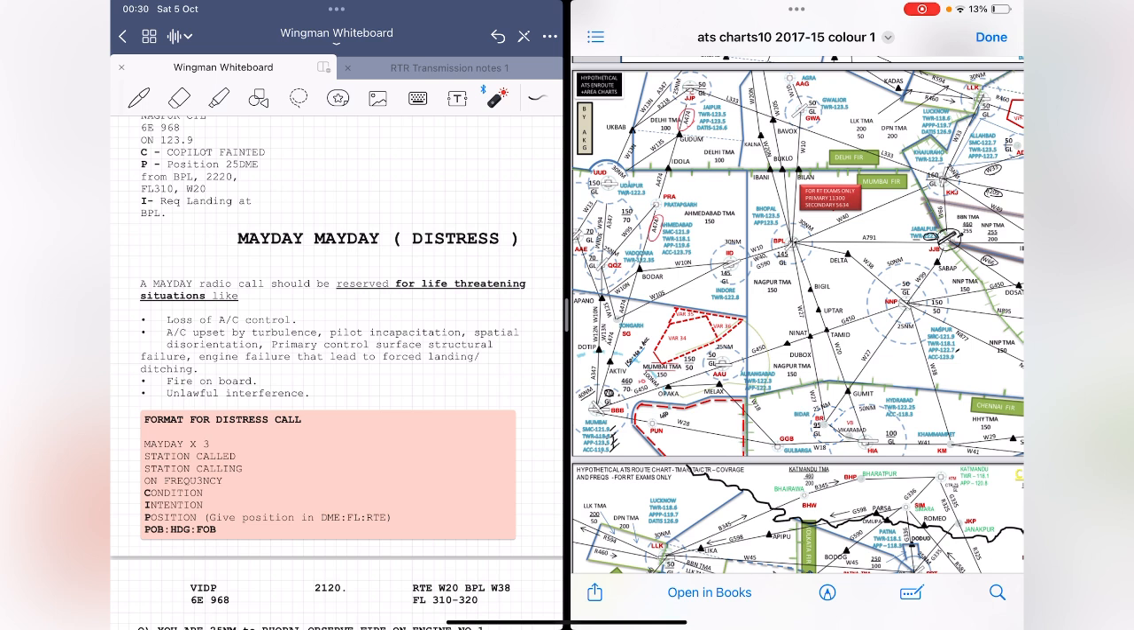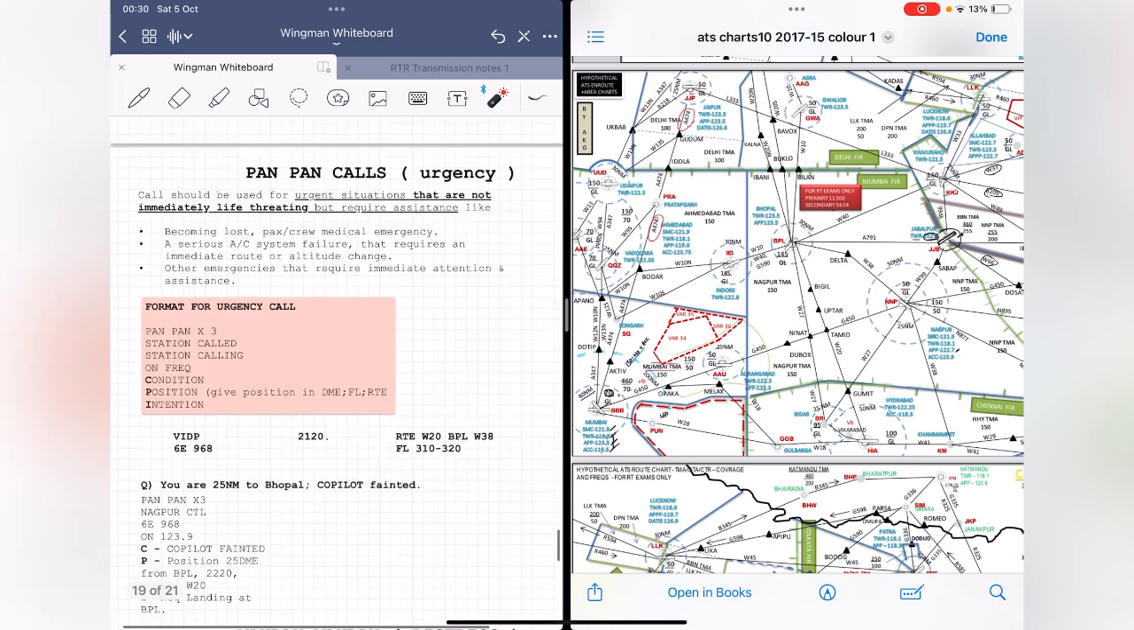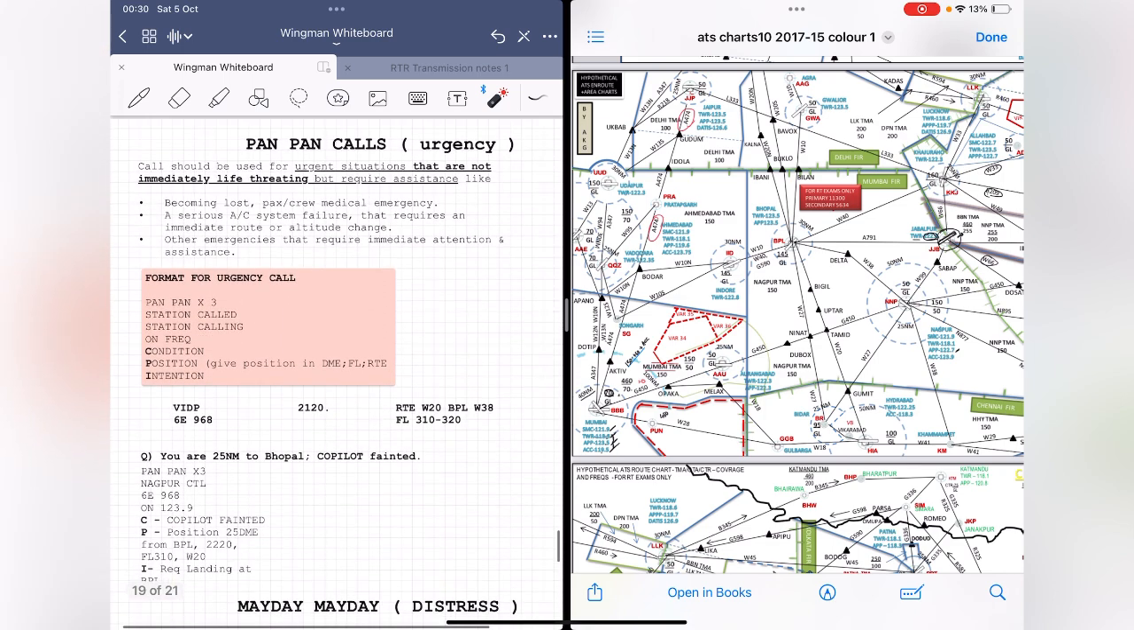All of these situations, if you take a moment and think about them, are really life-threatening. They could lead to a plane carrying out a forced landing, or what we call a crash. Whereas the situations that you saw under pan-pan, the urgency situations, most likely would not end up in a forced landing if they're tackled immediately.